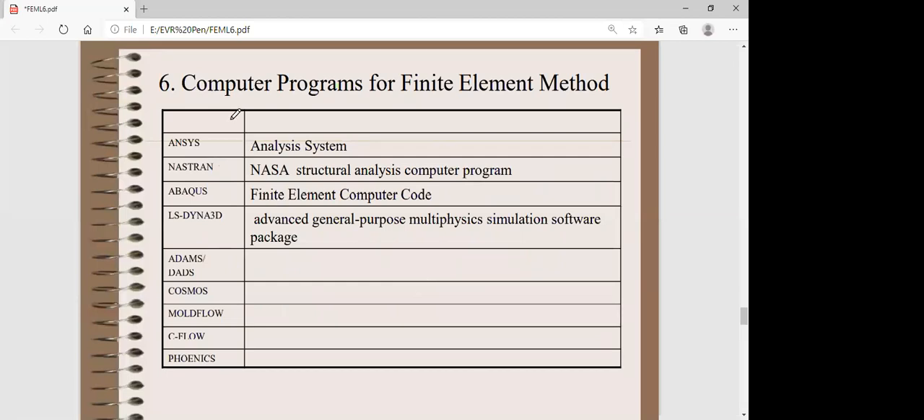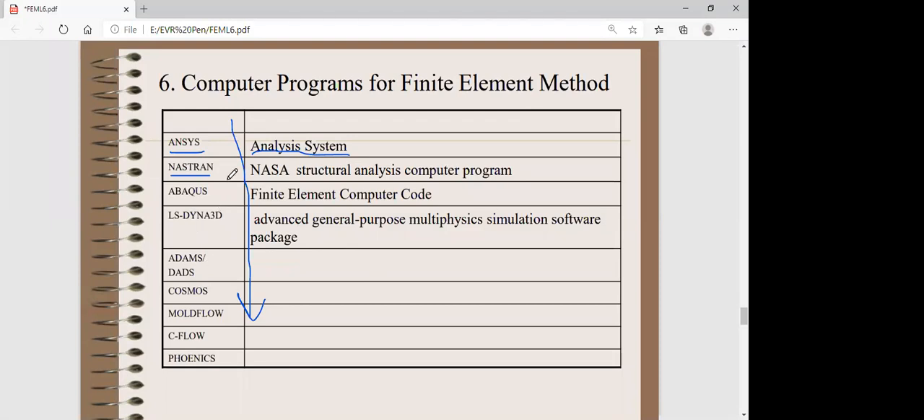These are the softwares I listed here, which are available in the market. Each software has a specific purpose. ANSYS means analysis system. NASTRAN is the NASA Structural Analysis Computer Program. Abaqus is a finite element computer code. LS-DYNA is an advanced general purpose multi-physics simulation software package.